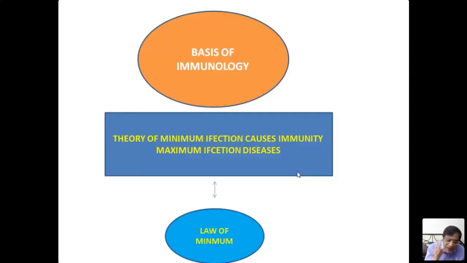Now, the basis of immunology, what they claim and what Jenner claimed, is nothing but the law of minimum. The theory of minimum infection causes immunity, not maximum infection. The theory of minimum infection that Hahnemann supported is nothing but the law of similar. Aphorism 46, you may quote it, is nothing but the law of similar and also the law of minimum. So the basis of immunology, in one way, supports the law of similar, and in another way supports the law of minimum. Obviously, for one disease they give one vaccine, so they are also supporting the mono, that means simplex, by way of immunology.